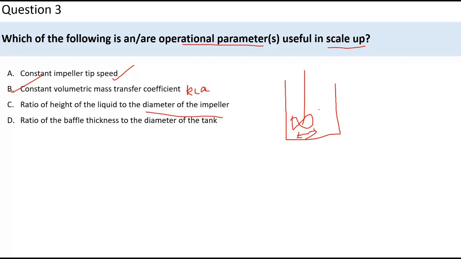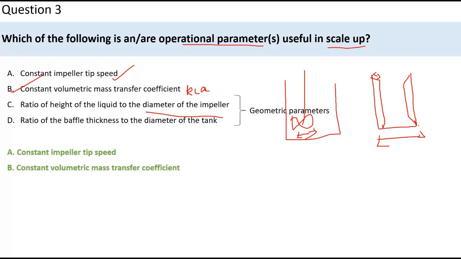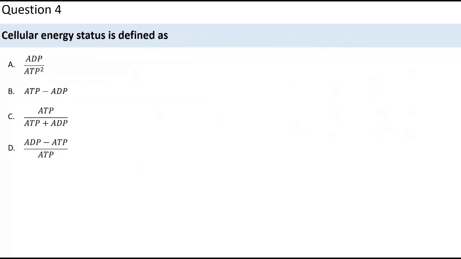Similarly, the ratio of baffle thickness to the diameter of the tank. Here the baffle is in the corner of the reactors. So the width of the baffle as well as the diameter of the tank, these are the geometric parameters. Therefore, options C and D are geometric parameters, and the other two that have been given in the equation, options 1 and 2, are the main operational parameters that are useful during scale-up.